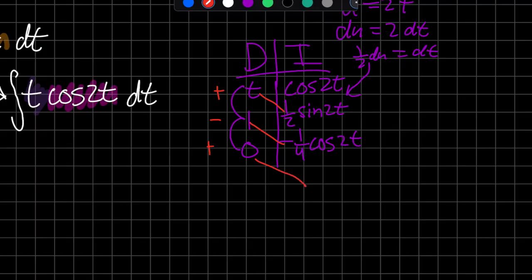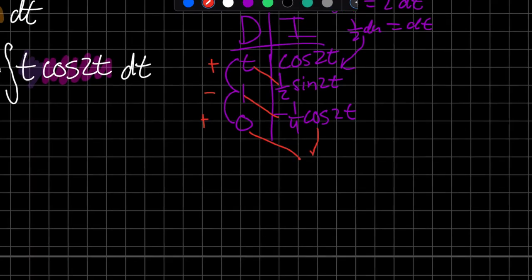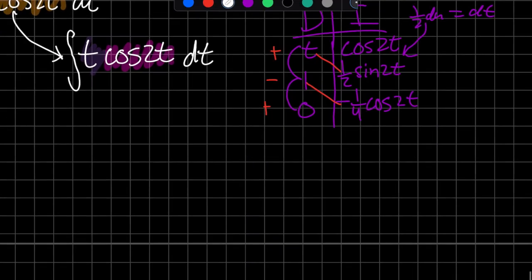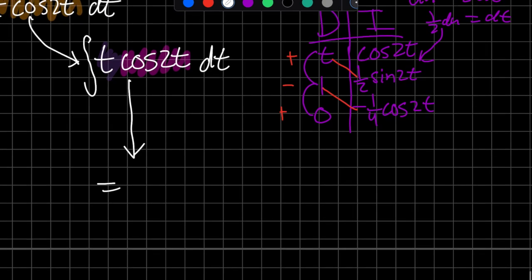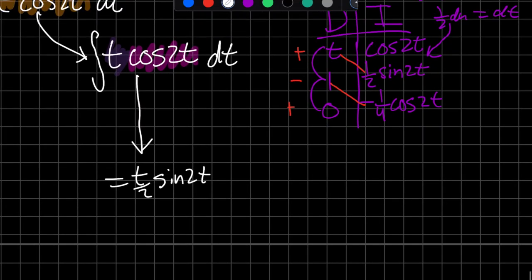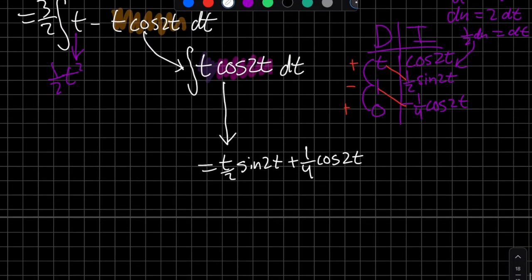We don't have to do it again, right? Because if we were to integrate this again, we would just get 0 times that. So once you get to 0, you just stop. So for the antiderivative of this integral, all we need to do is multiply across. So we have t times 1/2 sine 2t, and then -1 times -1/4 is going to be positive 1/4 cosine 2t. And that's it for that side integral.